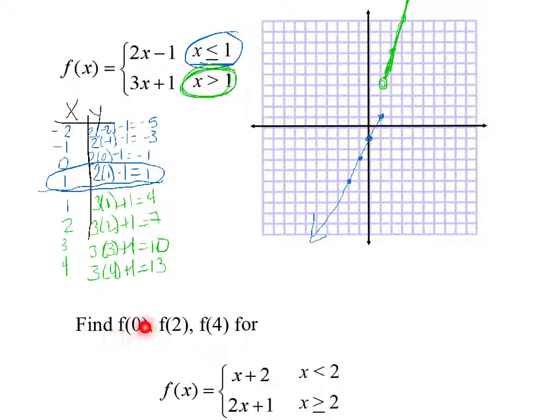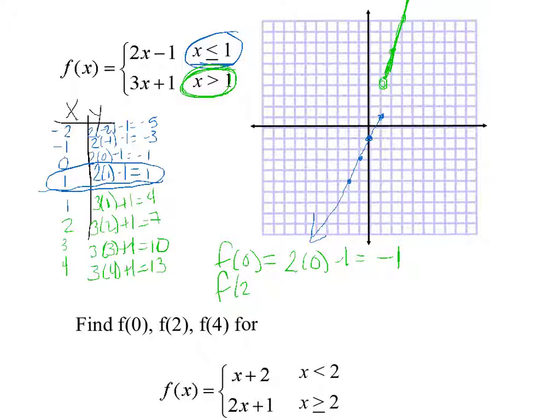So when we're looking at f of 0, 0 is smaller than 1, so I'm going to use the top equation. So f of 0 equals, top equation, 2 times 0 minus 1, which will be 0 minus 1 is negative 1.